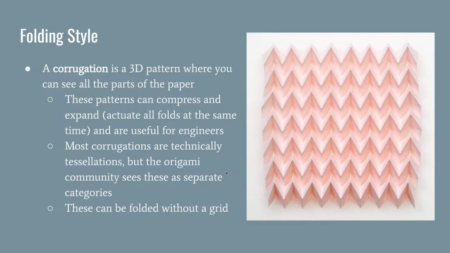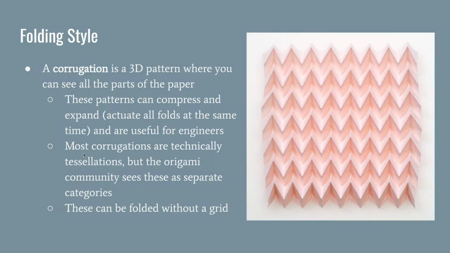And now talking about folding style. So a corrugation is a 3D pattern where you can see all of the parts of the paper. This particular one is a herringbone corrugation, also known as the Miura-ori corrugation. These patterns can compress and expand, also known as they can actuate all the folds at the same time. They are more useful for engineers than the things that I usually teach.